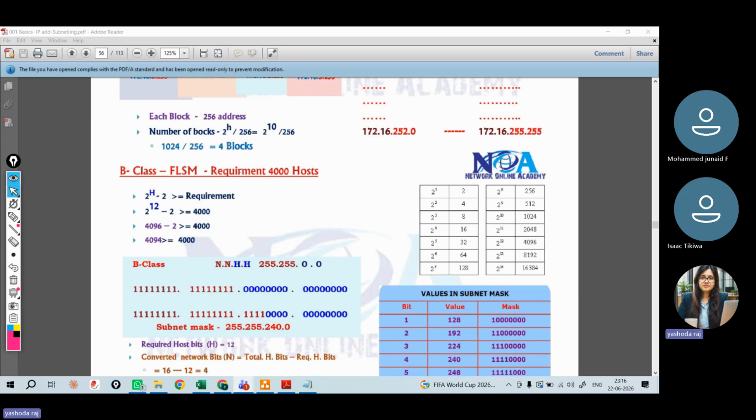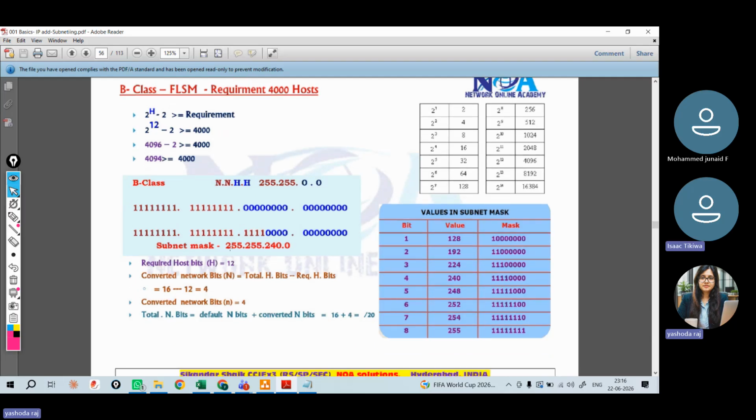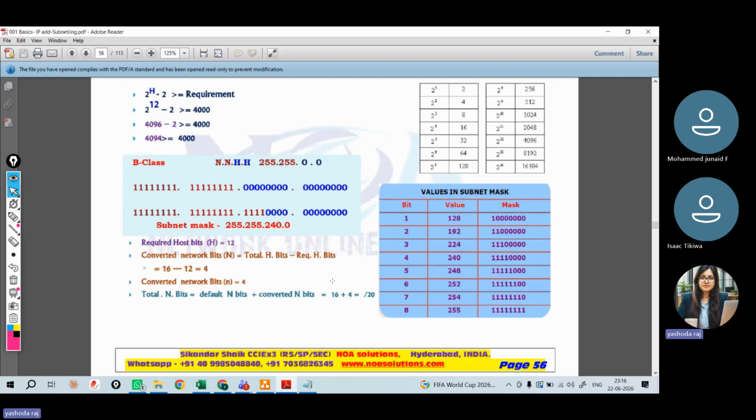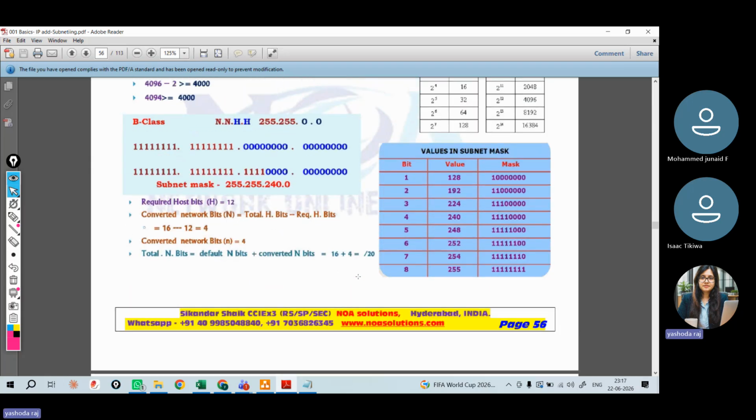Requirement for 4000 hosts, 2 power 12 is 4000. That means 4096. So 4094 is the valid range. So converted network bits are 4. That means 240 is the subnet mask: 255.255.240.0. Slash value is slash 16 plus 4, which is slash 20. Right? This all done?